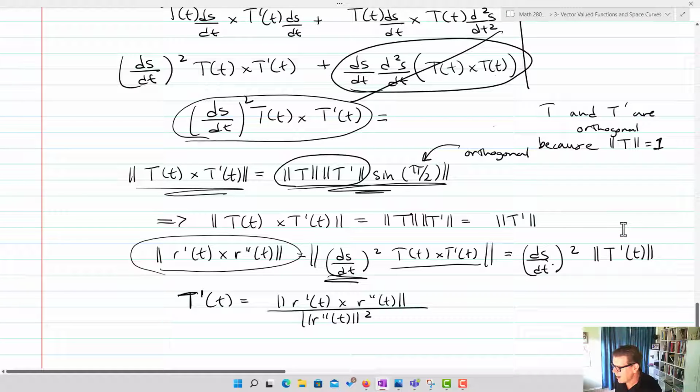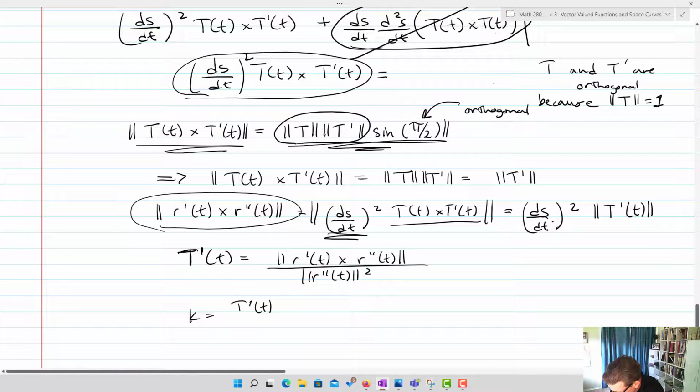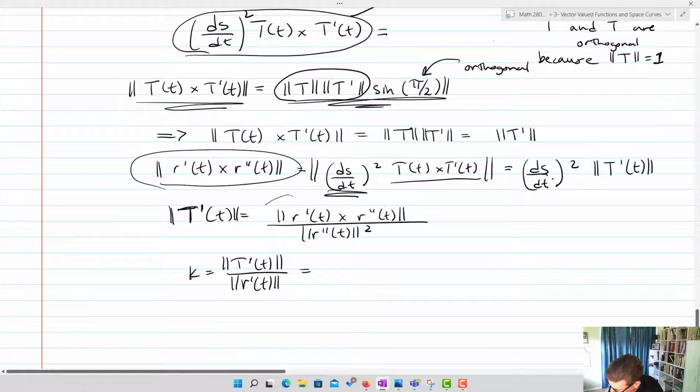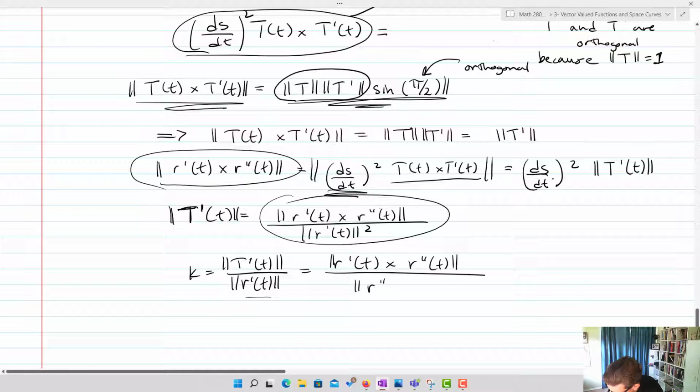Now, remember, curvature kappa is equal to the magnitude of T'(t) divided by the magnitude of r'(t). And so consequently, curvature is going to be this thing divided through by another magnitude of r'(t). So it's going to be the magnitude of r'(t) cross r''(t) divided by the magnitude of r'(t) cubed.